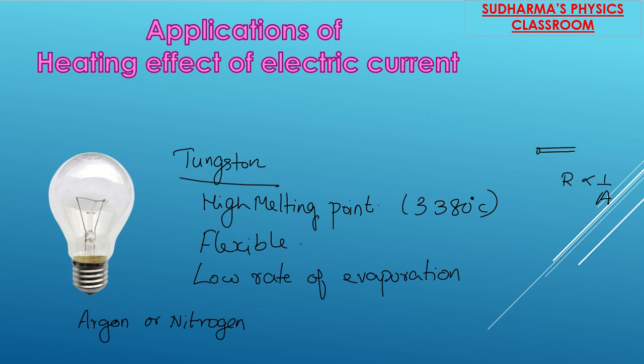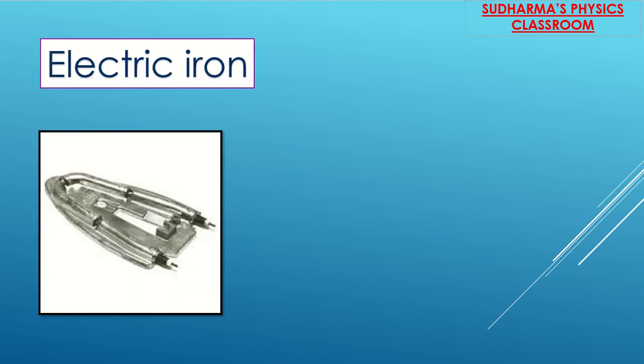Okay. Now let's see another example for the heating effect of electric current, the application in real life. Electric iron. Most of us know how an electric iron looks, but we don't know how it looks inside, right? So you can see here there is a coil. We call it the heating coil. Every heating device will have a heating coil, and this heating coil will be made of alloys.